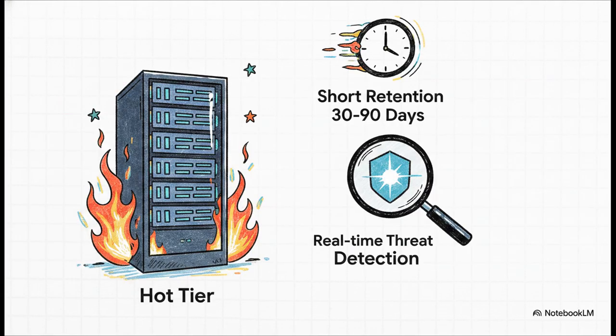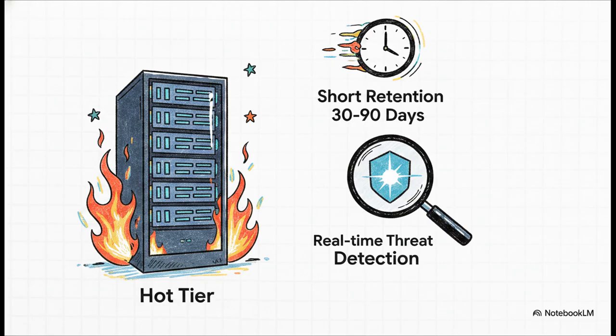Let's look at our first specific tier and see how this builds our foundation. This is the hot or analytics tier. You can think of this as the expensive, high-performance engine room. Its main purpose is real-time detection and active incident response. Because this tier utilizes log analytics workspaces for high-performance KQL queries and live threat hunting, you're paying a premium. Because of that, we generally set interactive retention here for 30 to 90 days.